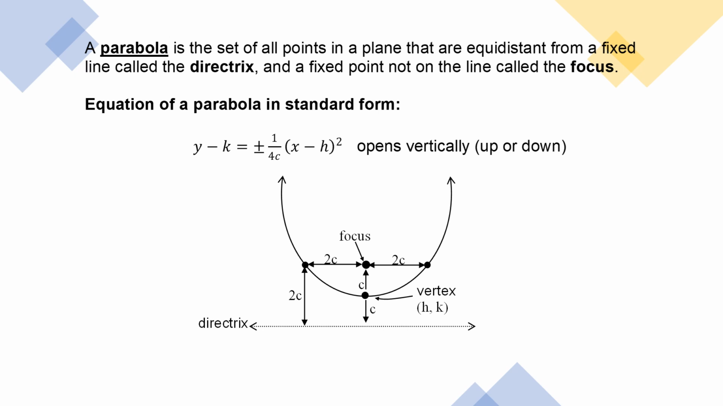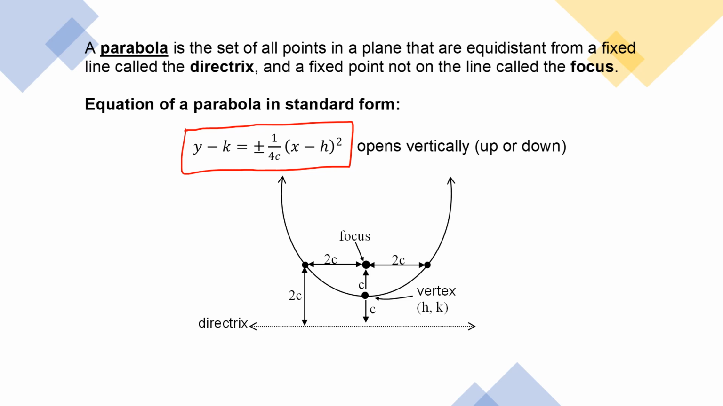A parabola is a set of all points in a plane that are equal distance from a fixed line called the directrix. So this is our directrix right here, okay? And equal distance from a fixed point not on the line called the focus. So this is our focus right here. All right, the equation for a parabola in standard form is y minus k equals plus or minus 1 over 4c times x minus h squared, okay? It opens vertically, up or down, right?